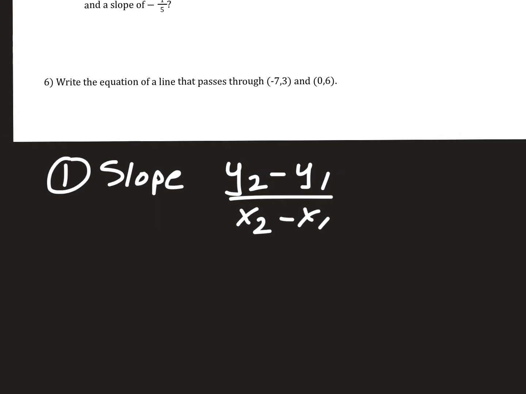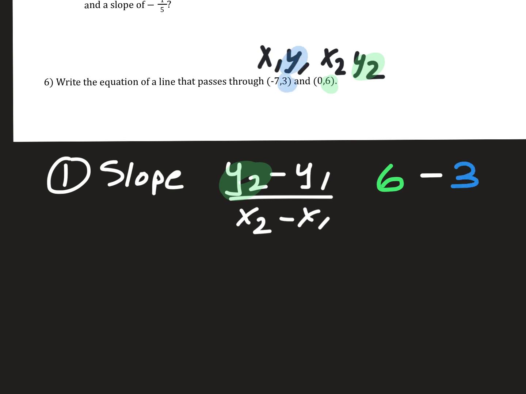minus x1. So remember, even though the order doesn't really matter, typically we'll say, since this is the first coordinate on the page, that is x1, y1, and the second one is x2 and y2. So if I fill in the blanks, y2 is going to be 6. The minus is just part of the formula. And then we'll subtract from that y1, which in this case is 3.